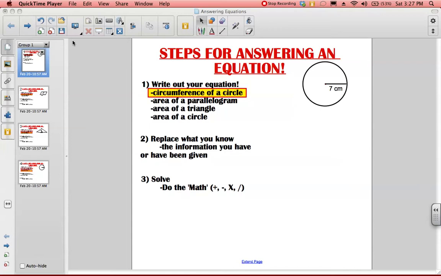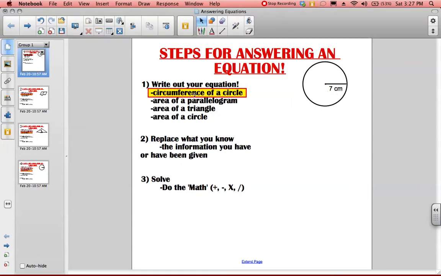Circumference of a circle is the same idea, sort of like the perimeter of a circle, the outside line. We have right here our 7 centimeter radius. Using the steps that we used in class of writing out your equation, replacing what you know and solving. So we're going to write out our equation. In this case, it's circumference equals pi times diameter.